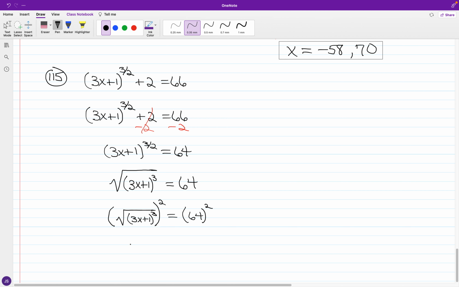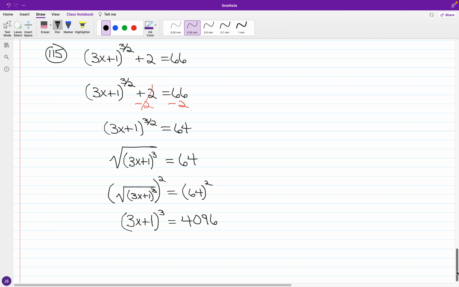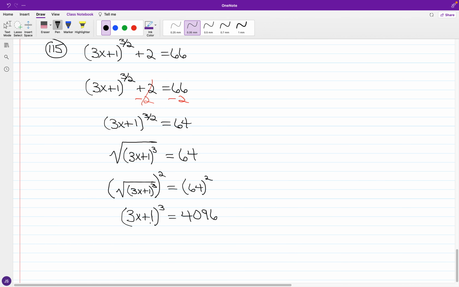So for what I'll have here, by squaring, the radical is taken care of. On the left-hand side, I have the cube of 3x plus 1, and for 64 squared, we just dealt with the square of 64 when we had cubed root of 16. So you get 4,096 once again. And now we have 3x plus 1 quantity cubed is equal to 4,096. I'm just going to write this again.